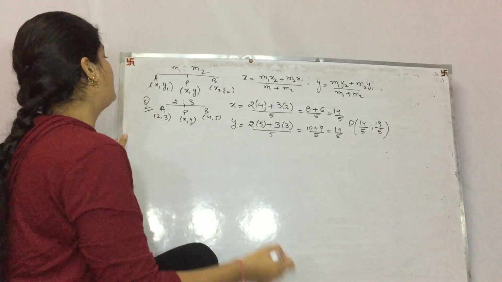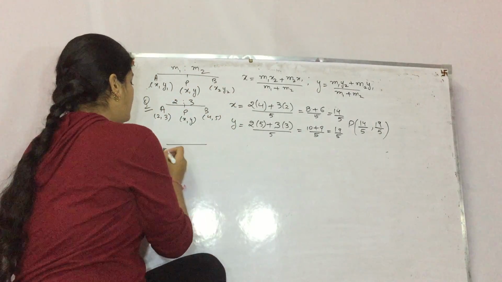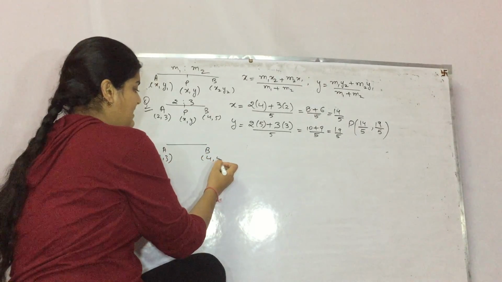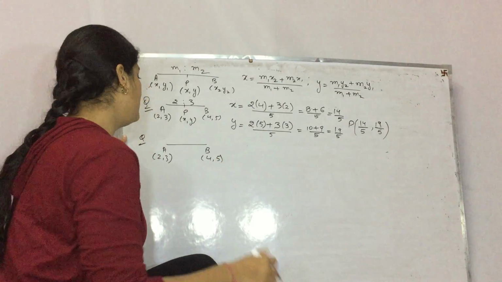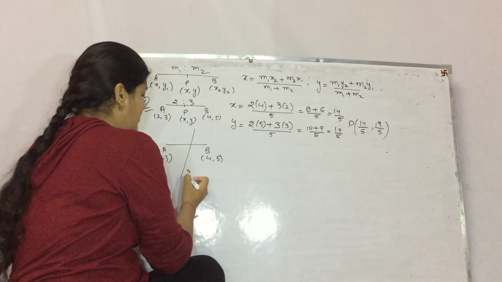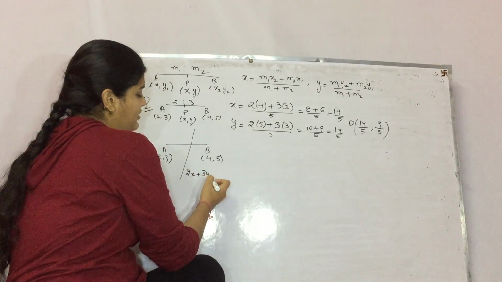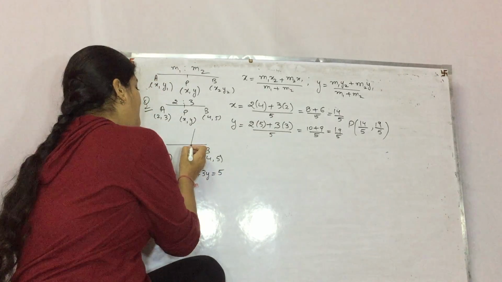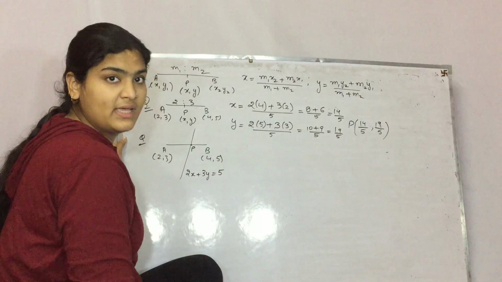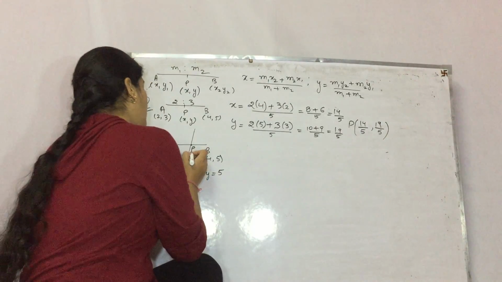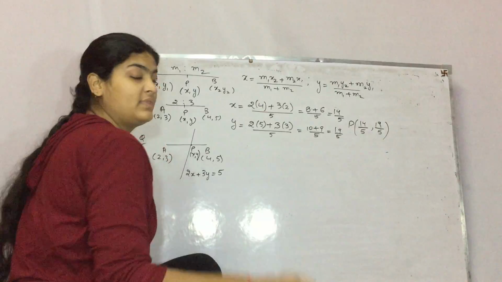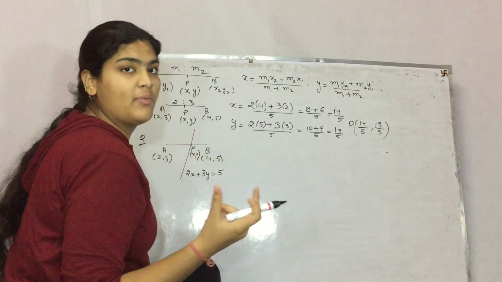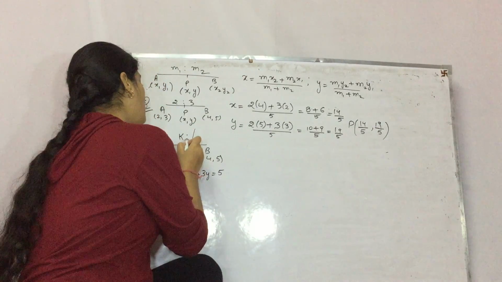Okay. Let us take another example in which there is a line segment having these coordinates A and B. A line is there of equation 2x plus 3y equals 5. Your point P is unknown to us. Let us suppose it is (x, y). Now what you have to do? Let us suppose your ratio is k to 1.